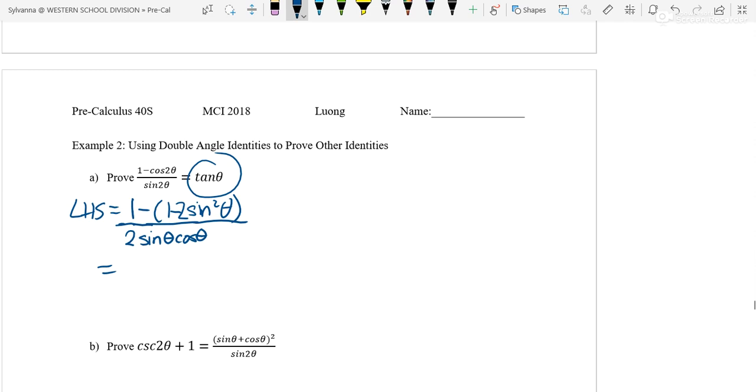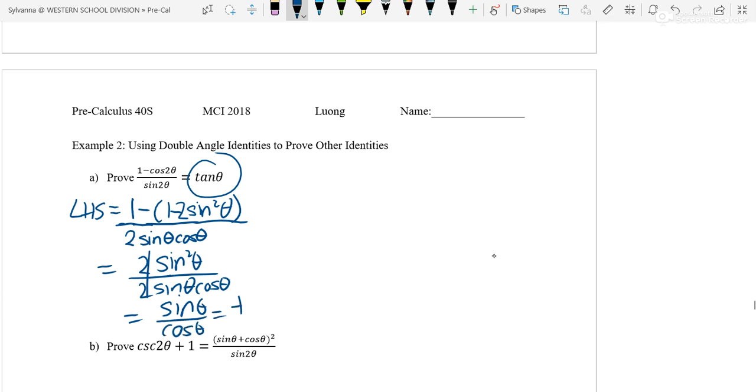Okay, but then we have 1 minus 1, so that's gone. I'm just left with a positive 2 because the two negatives will cancel to become a positive. So now I'm left with this over 2 sine theta cos theta. And look, the 2 cancels out. One of the signs cancel out, so I'm just left with sine theta over cos theta.